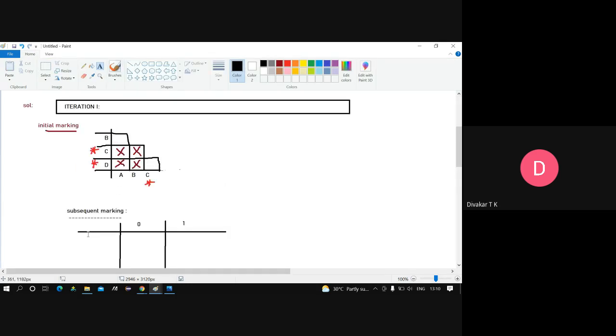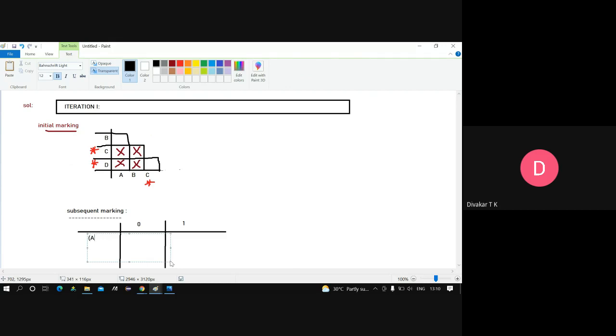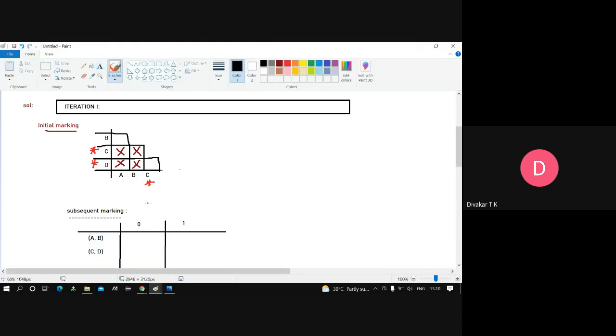AB. Write that part here. A comma B. So next, what is the other empty cell? CD. Just write down that CD also. C comma D. These two are the cells now. Okay, so you can also write the delta symbol here.